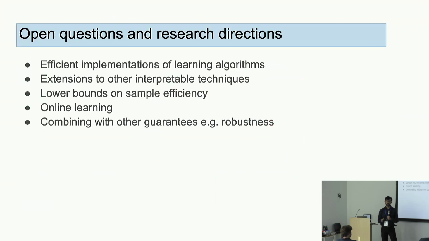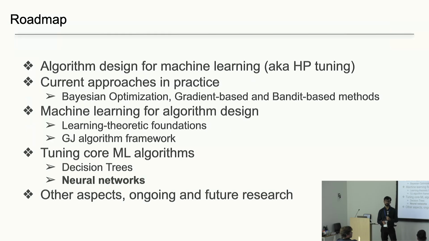Okay, for decision trees, there are several interesting open questions. We had this recent UAI paper, but there is also current work, and lots of exciting questions, like how to more efficiently implement the algorithms for learning decision trees. Lower bounds: we have upper bounds on sample efficiency, but in this case we don't have lower bounds. Maybe online learning is another interesting direction. Can you give other guarantees, like robustness, for decision trees? Those are several interesting directions.